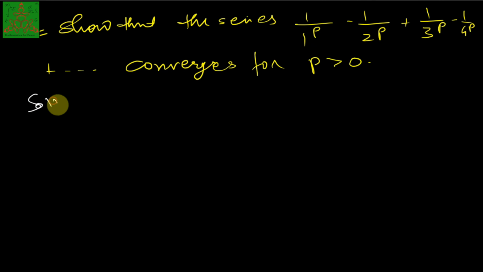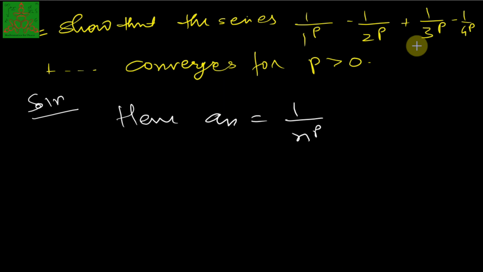Let us see the solution for this. Here we observe that it is an alternating series, and here an is 1 upon n to the power p, that is 1 to the power p, 2 to the power p, 3 to the power p, and so on. And we need to prove that it converges for p greater than 0. So let us consider a value of p which is greater than 0.